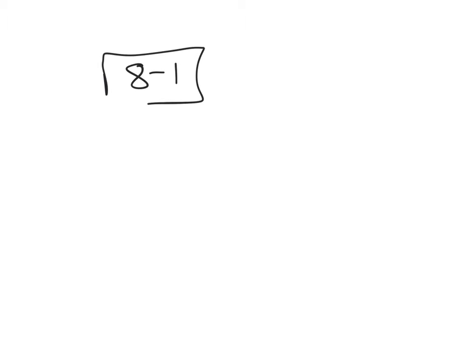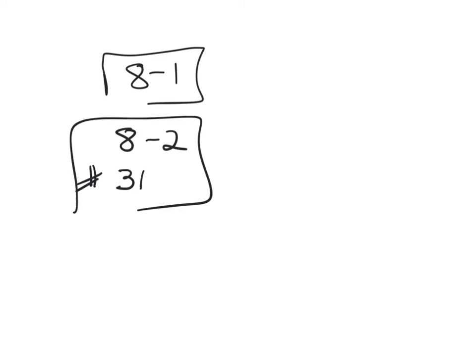Everybody good on 8-1? All right, what about 8-2? 31 from 8-2? Okay. All right. Okay, let me do 8. So I'm going to go to 8-2, and I'm going to do number 31. So this is number 31 from 8-2.